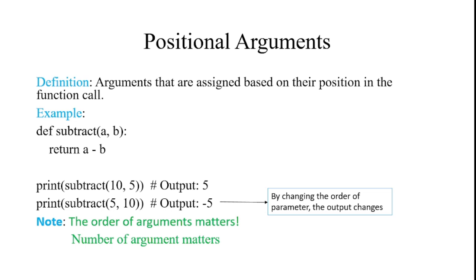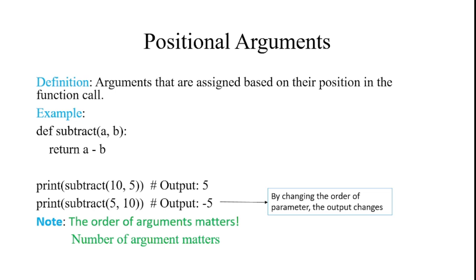Now let's see the example. Suppose we have a function subtract and we have passed two arguments a and b, and it returns a minus b. Now if we call this function by passing 10, 5, the output will be 5. Why is it 5? Because a will be assigned the value 10, b will be assigned the value 5, and 10 minus 5 is 5. And if we call this function again by reversing the order of the arguments, that is instead of 10, 5, we are now calling by passing 5, 10, then the output will be minus 5, because now a is 5 and b is 10.